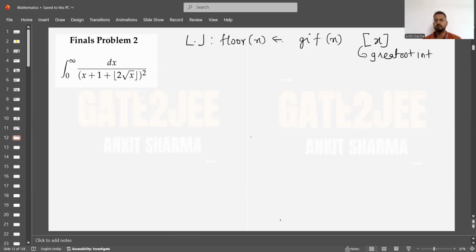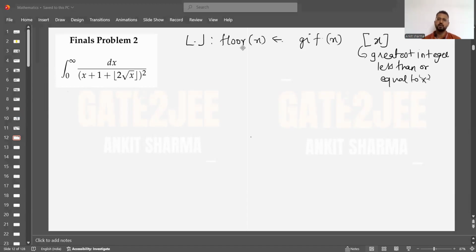So greatest integer less than or equal to x. This is what we mean. Now we need to integrate this from 0 to infinity. The standard procedure, I think everyone knows: we're going to break the domain at every point where this becomes an integer.